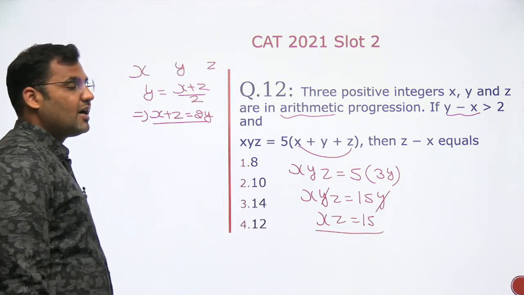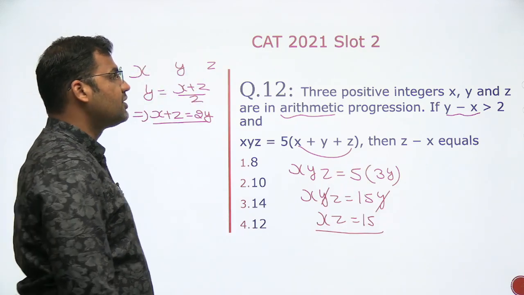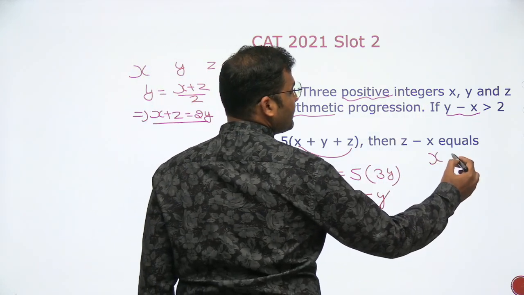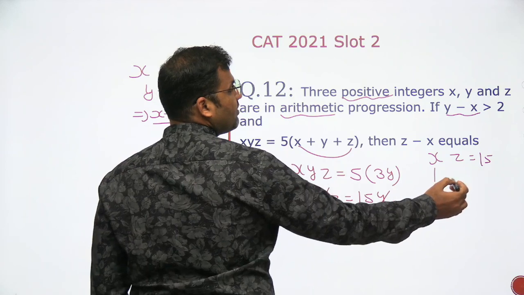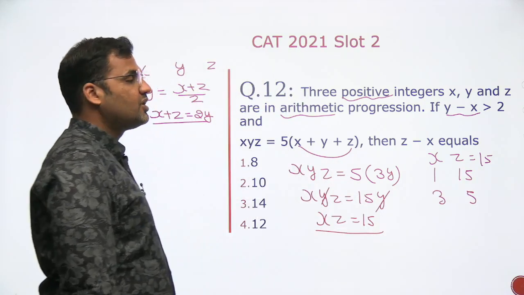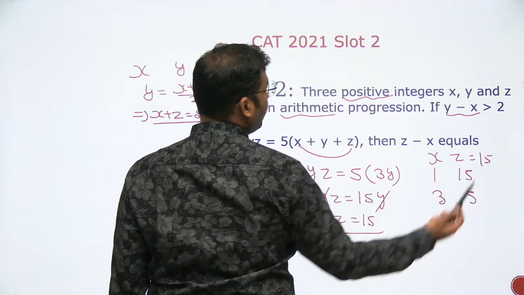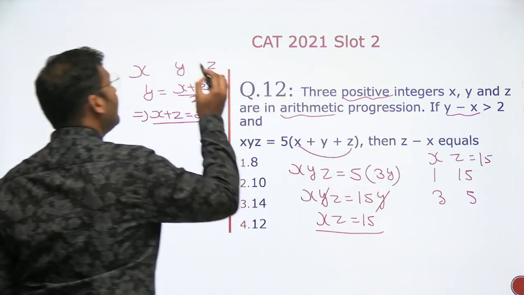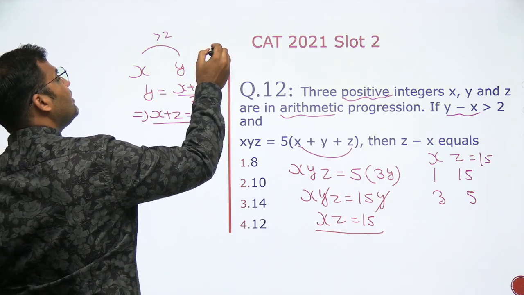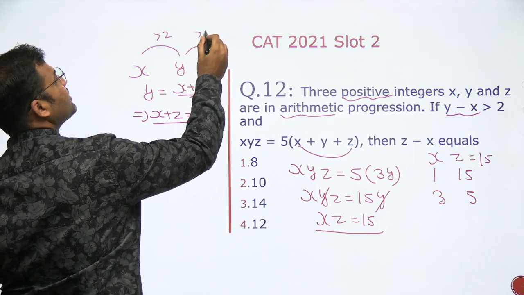Now you just need to understand in how many ways the product of two numbers can be 15. Because it is given that all these numbers are positive integers, xz can be 15 if you take one pair as 1 and 15, second as 3 and 5. These are the only two possible ways of taking the numbers so that the product comes out to be 15. But it is given that the y and x difference is greater than 2, and because the values are in arithmetic progression, whatever difference y and x have, y and z will also have the same difference.